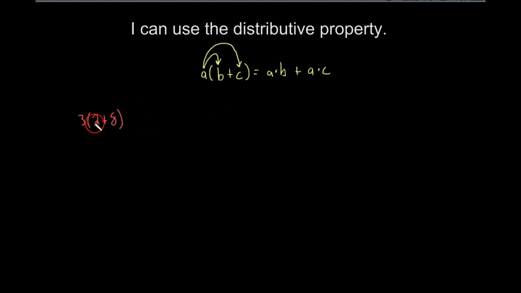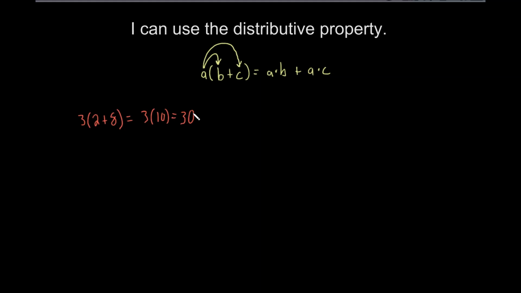So if we were to get 3 times the quantity 2 plus 8, let's do this without the distributive property and just see the truth behind the distributive property. If we just follow our order of operations, we'd get 3 times 2 plus 8 in parentheses, and we know 2 plus 8 is 10, so this would be 3 times 10, which just equals 30.